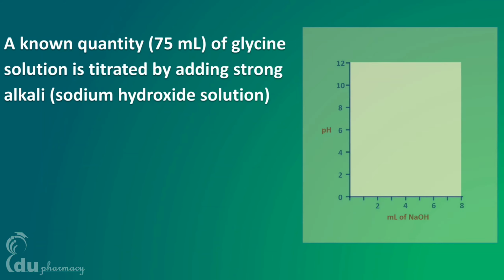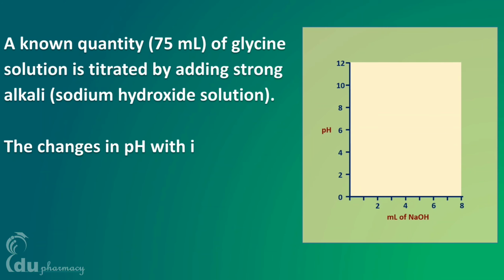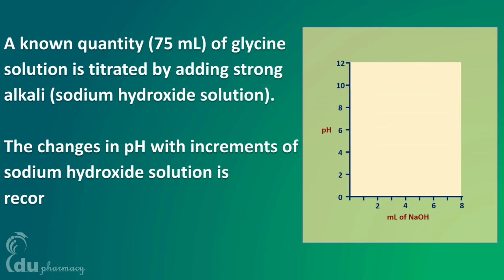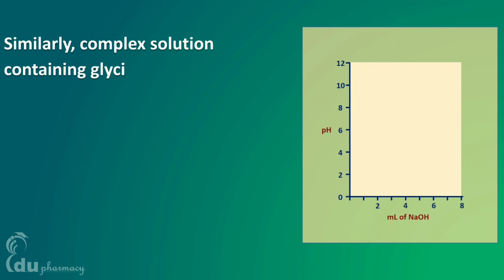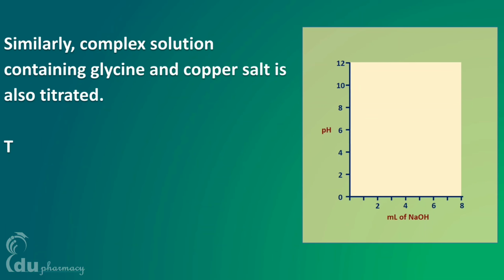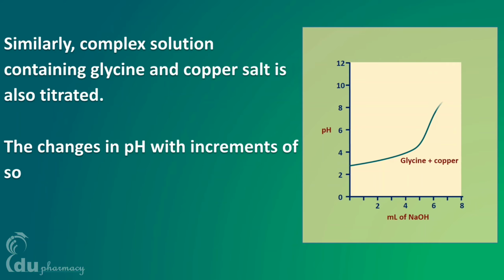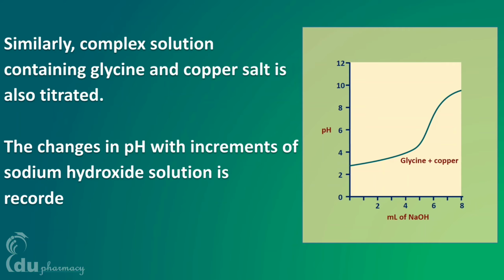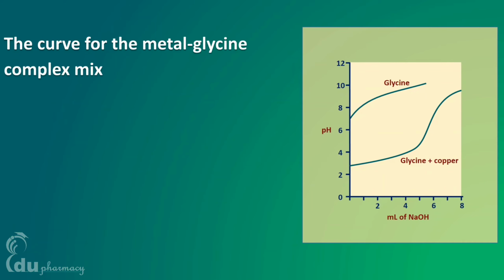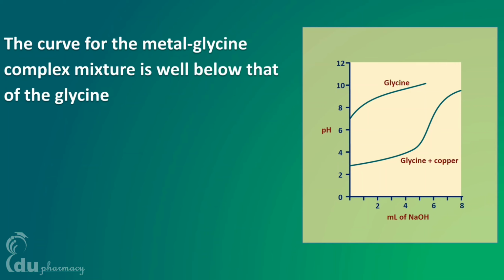The changes in pH with increments of sodium hydroxide solution should be recorded on the graph. Similarly, a complex solution containing glycine and copper salt should also be titrated, and the graph is plotted. The curve for the metal glycine complex mixture will be well below that of the glycine curve, which clearly indicates that complexation is obtained throughout the titration range.